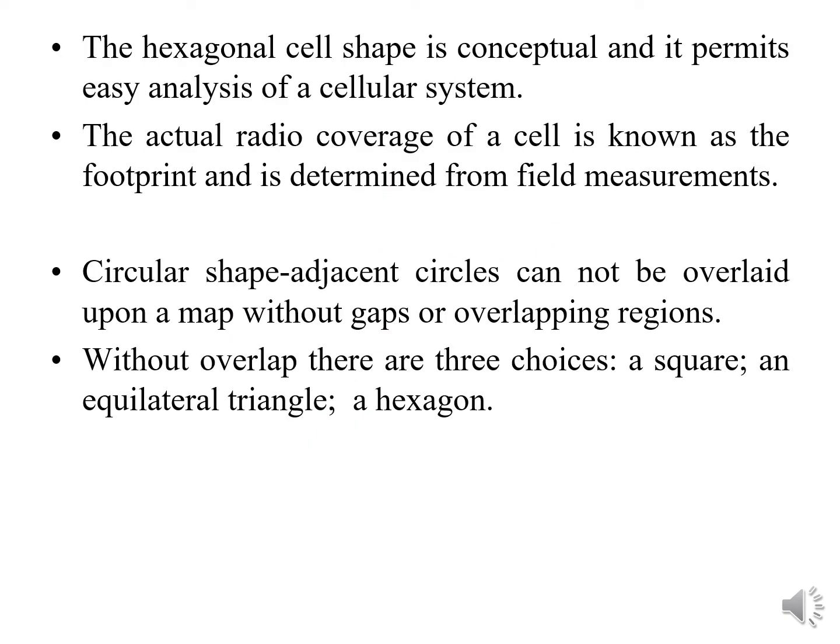The hexagonal cell shape is conceptual and it allows the easy analysis of the cellular system. The actual radio coverage of a cell is known as the footprint and it can be decided from the radio field strength measurements. If you are going for the circular shape, adjacent circles cannot be overlaid upon a map without gaps or overlapping regions. Without overlapping, there are three choices available to us: a square, an equilateral triangle, and a hexagon.